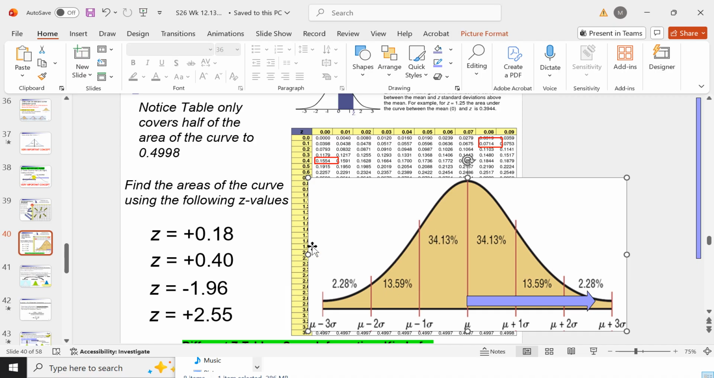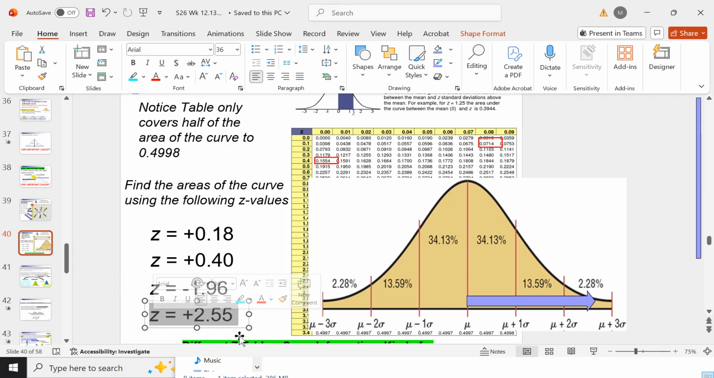Just continuing on here with what we are looking at. We were looking at Z equal to positive 2.55 standard deviations away from the mean. Remember, the Z table goes from 0% all the way up to 0.5. I think it was 0.4999, right? So it only deals with half. So we're only counting from the mean, which is 0 here.